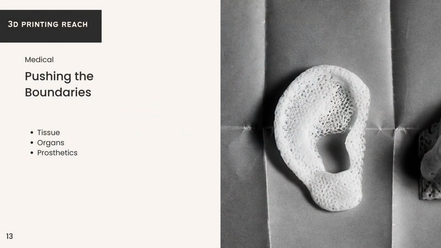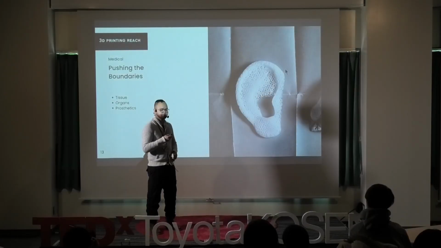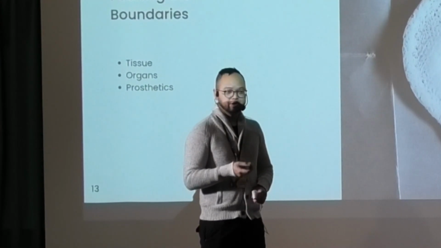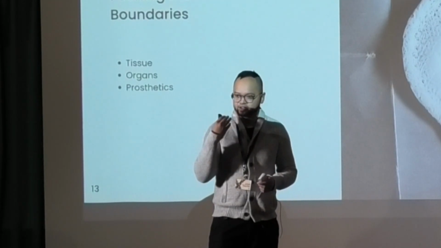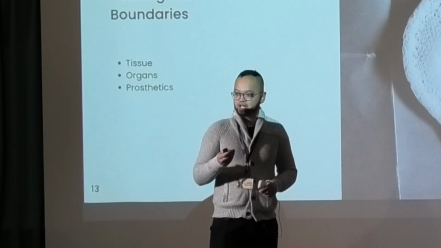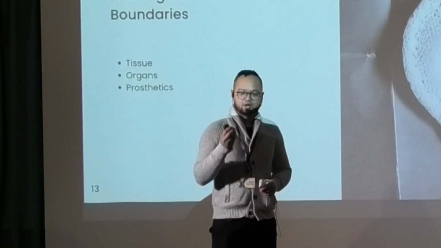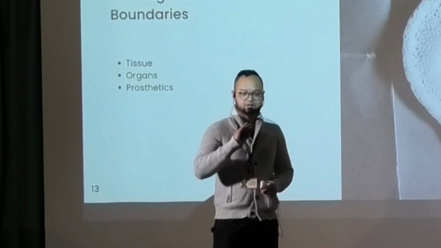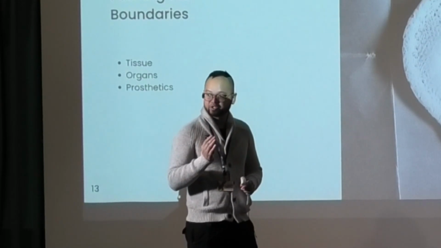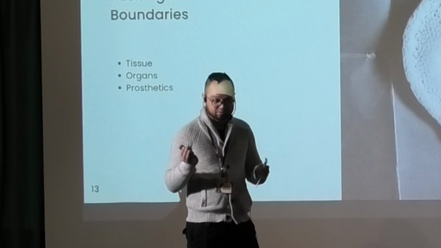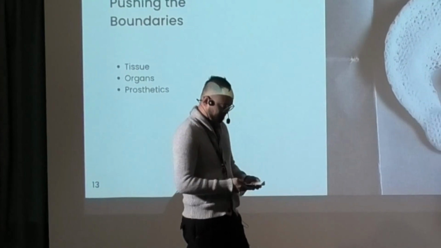Some of the other aspects of 3D printing are in the medical field. So doing prosthetics, doing 3D organs, doing tissue. So imagine that you lose an ear in an accident, and then that doctor is able to 3D print an ear for you, and then they're able to grow that tissue around the 3D printed object, and now you have a new 3D printed ear.